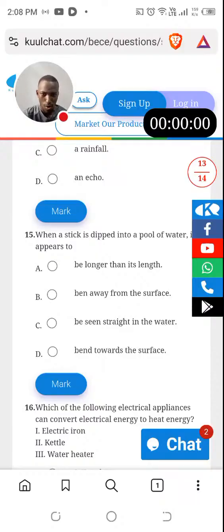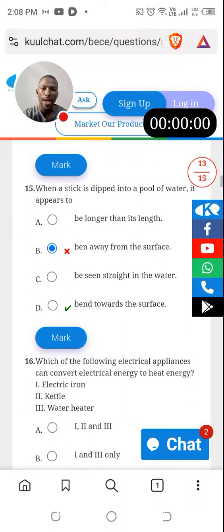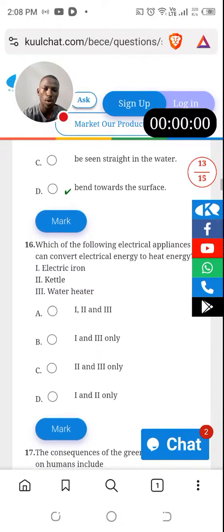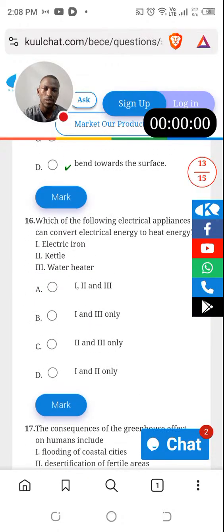The C is wrong. The A is also wrong. Be longer than its length. It's out. Bend away from the surface. Bend towards the surface. Air to water. Water is denser than air, right? So bends towards the surface. Okay. So when a stick is dipped into a pool of water, it bends towards the surface.